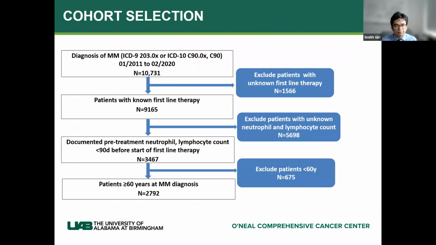This is a summary of our cohort selection. We started with about 10,700 patients in the database, and after excluding patients with unavailable or unknown neutrophil and lymphocyte count, as well as younger patients, we ended up with 2,792 eligible patients for this study.